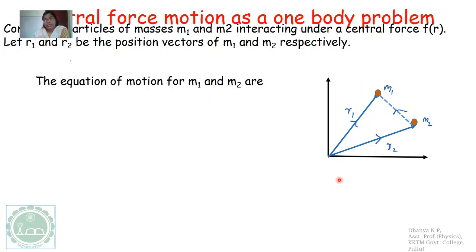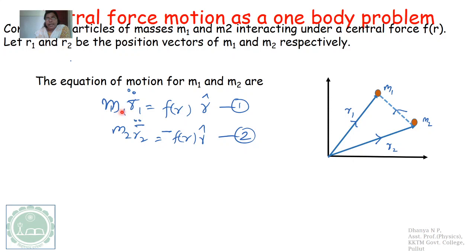For the equation of motion, here it is O and this is point A, point B. For m1 and m2, we can apply Newton's second law of motion: m a is equal to F of r. Here r double dot denotes the second derivative of the position vector, that is acceleration. The equation of motion for m1 is m1 r1 double dot equal to F of r into unit vector r, equation number 1, and for the second particle, m2 r2 double dot is equal to minus F of r into unit vector r.